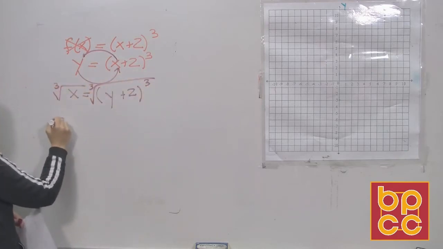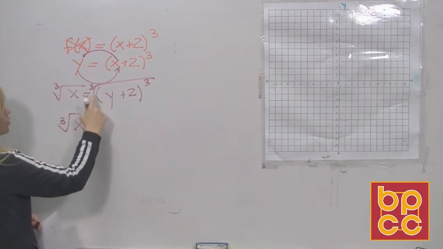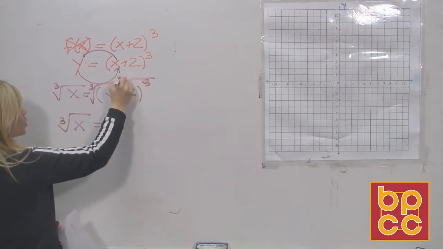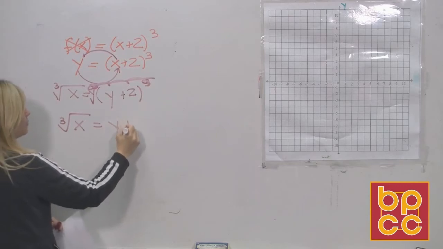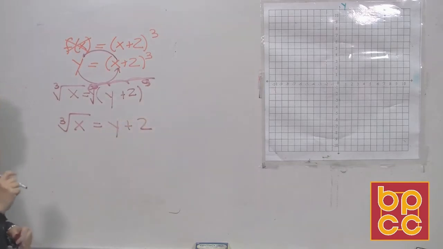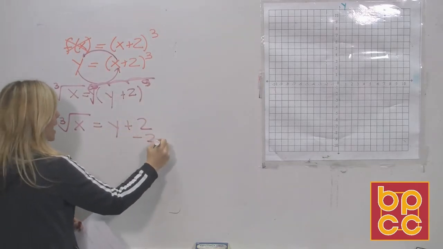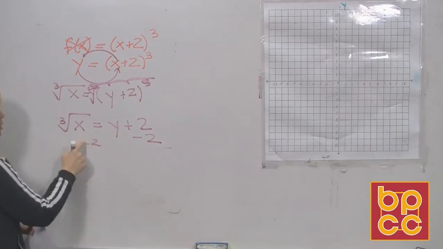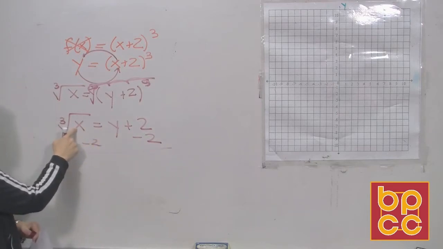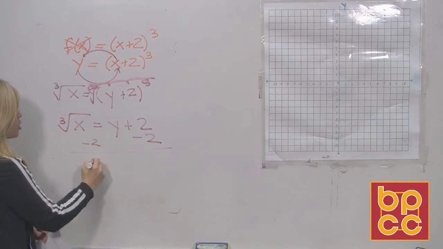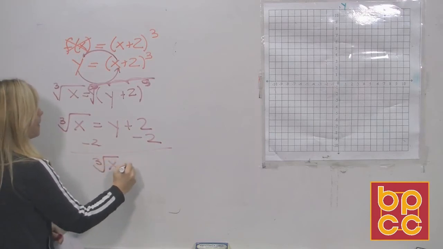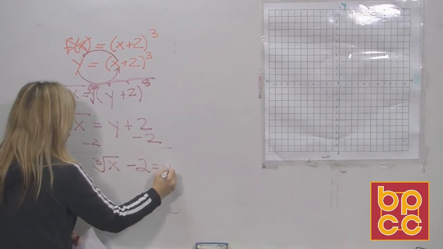So this says the cube root of x equals. Cube roots and cubes are like squares and square roots. They cancel out. Is y by itself? Nope, we've got to subtract 2. When you subtract this 2, can you stick it inside the grouping symbol? No, you cannot. So this would be the cube root of x minus 2 equals y.